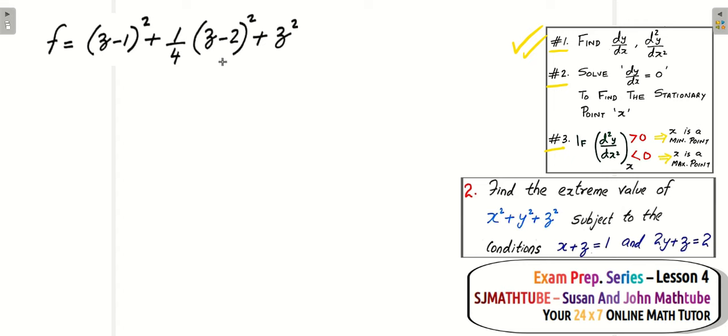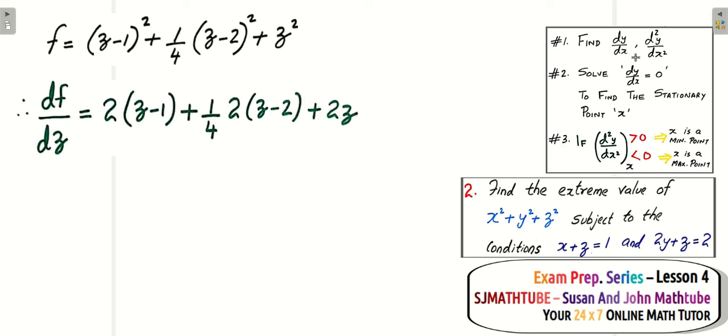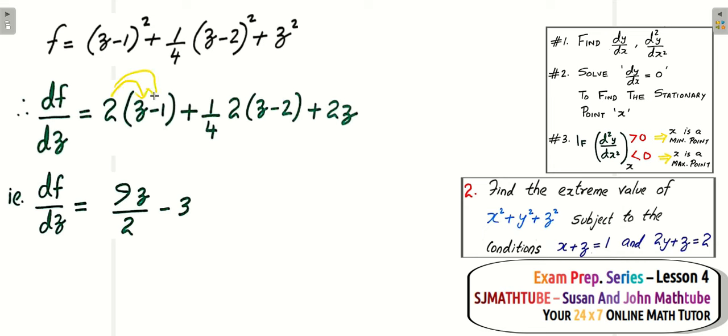So if you want, you can simplify a little bit. If not, you differentiate directly. It's up to you. So the first thing is we need the first order and second order derivatives. It's easy to differentiate: something square plus something square plus z square, and you can open the bracket, 2z minus 2 plus 1 by 2. And on simplification we get this.